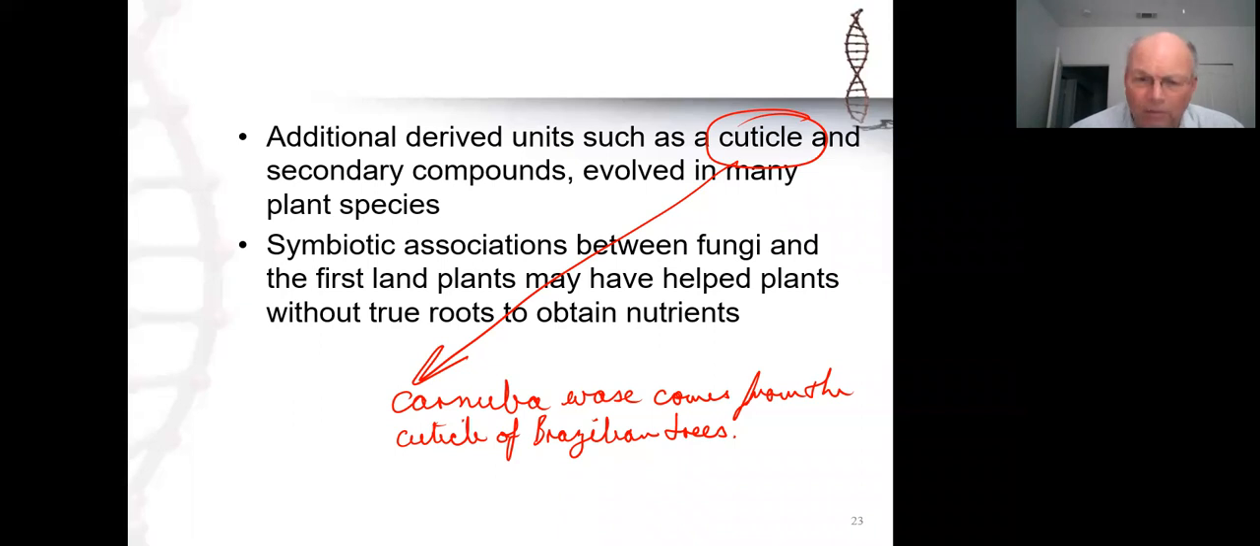Ultimately, they would evolve their own ability to extract water and minerals out of the soil, but they would not discard their mutualistic relationship with fungi. That would continue. And we will investigate that a little bit more when we get to chapter 31 and we talk about kingdom fungi in more detail.